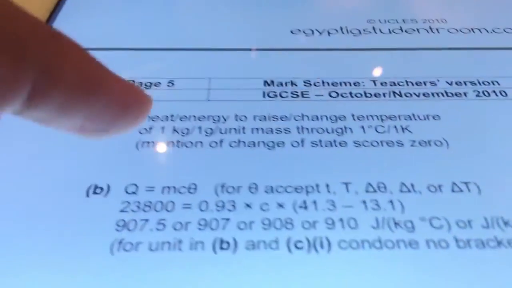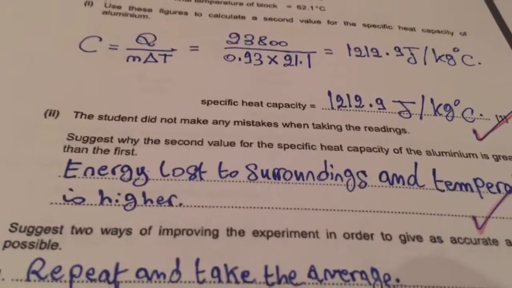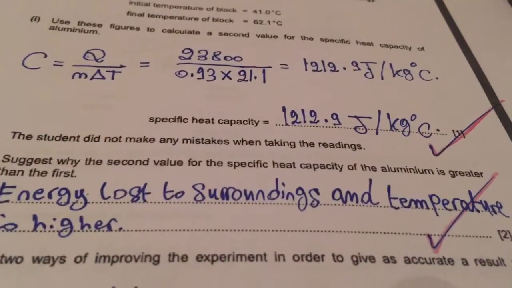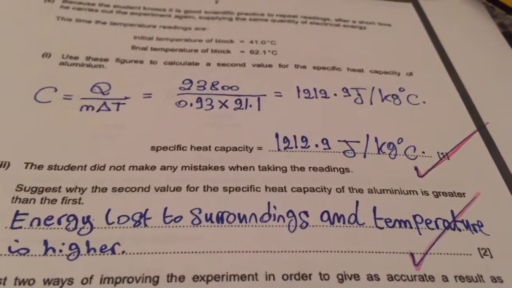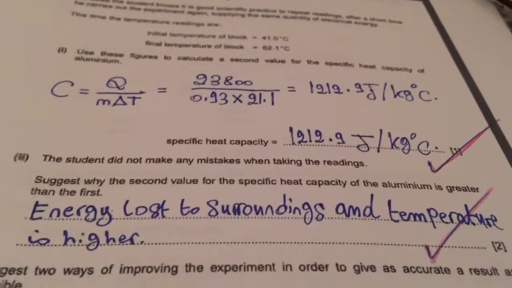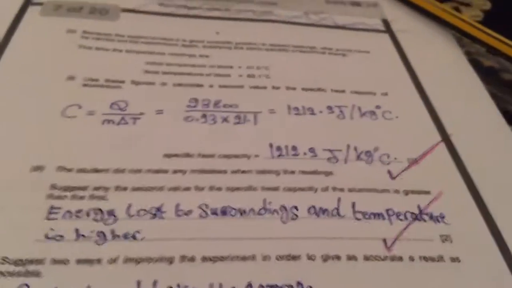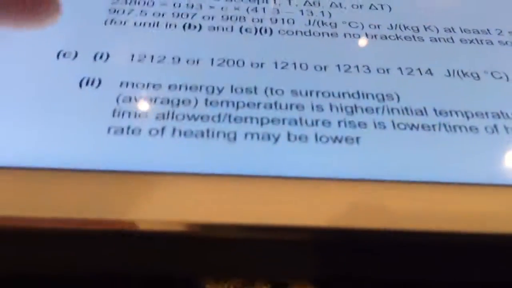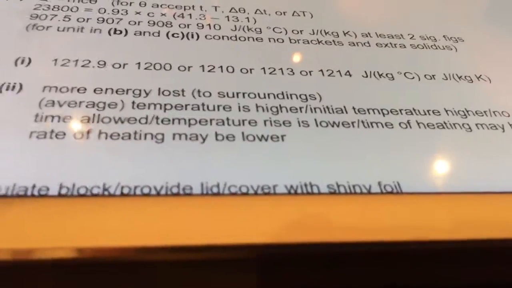And let's check the mark scheme. Yes, exactly, 1,212.9. You got 1,212.9. So next up, the student did not make any mistakes when taking the readings. Suggest why the second value for the specific heat capacity of the aluminum is greater than the first. Energy is lost to surroundings and temperature is higher. There's nothing to be explained in this, it's obvious. But here, more energy lost to surroundings, as I said. Temperature is higher, and that's what I said too.